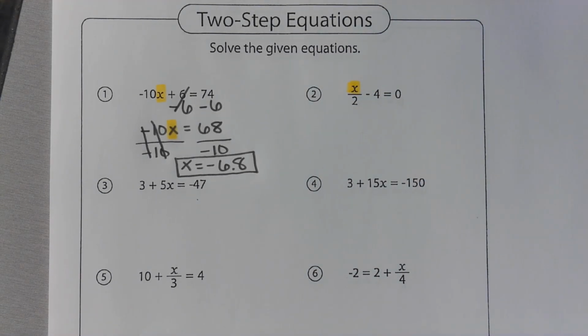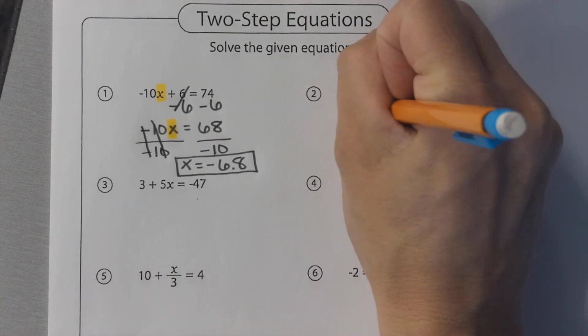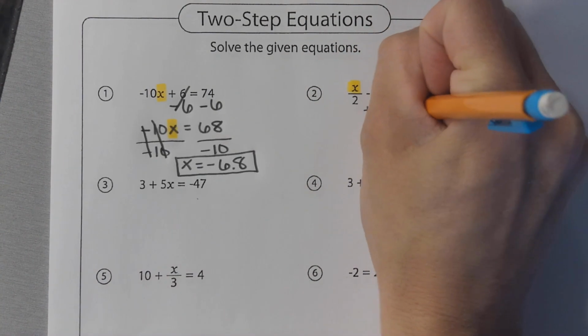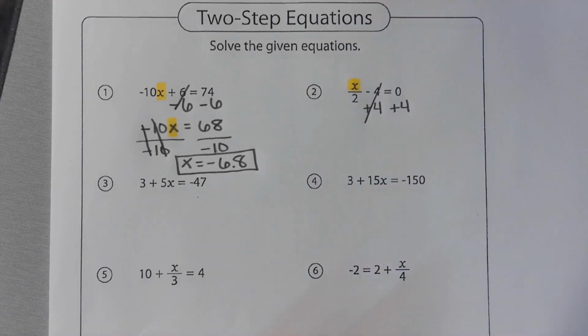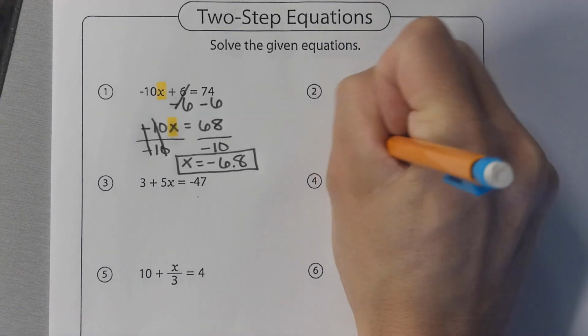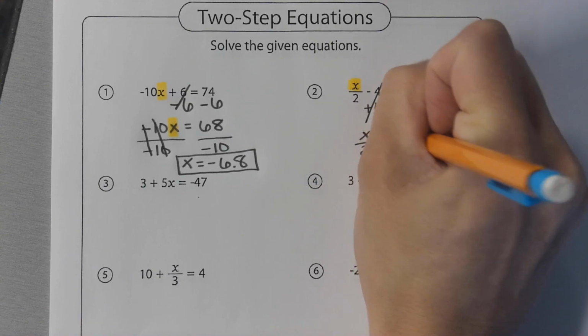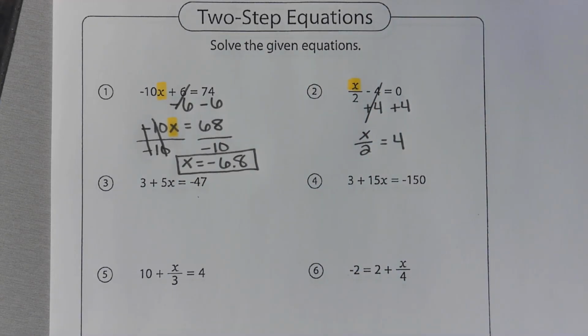All right, there's my X in the next one. What might I do first? Deal with the 4. Yes. Okay, it's being subtracted. So I agree. Let's add 4 to both sides. 4 plus 0 equals 4. Agreed. All right, so now we're still trying to get x alone. We're closer.